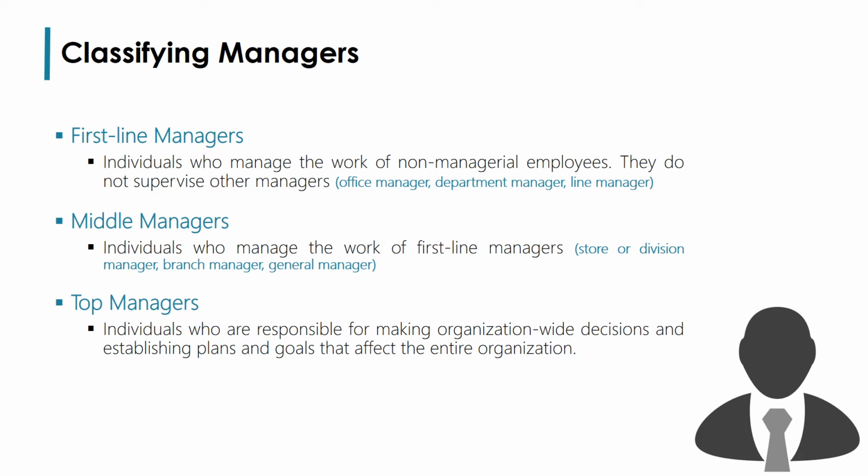If we look at the distinction between the three kinds of managers, we will see that first-line managers are those who are in direct contact with non-managerial employees. They handle their work, they supervise them, and they could be titled office managers, department managers, line managers, things like that.